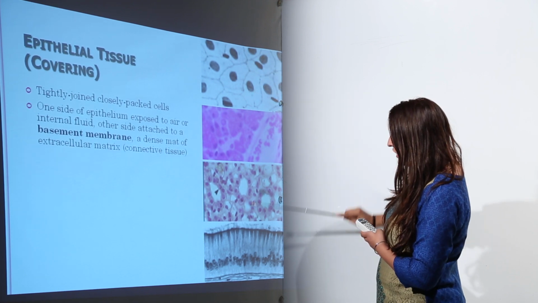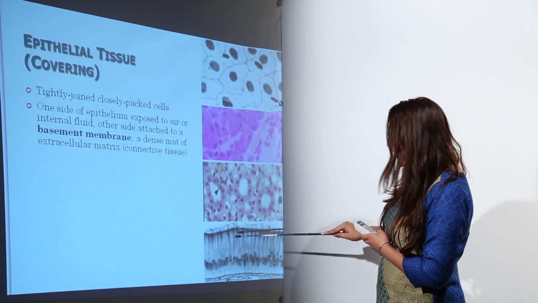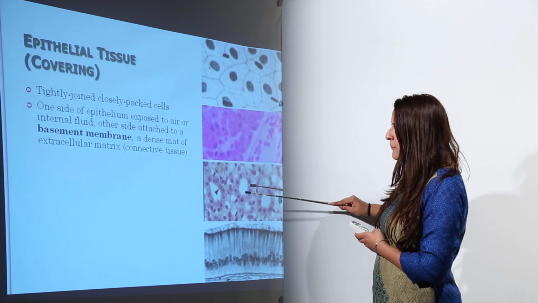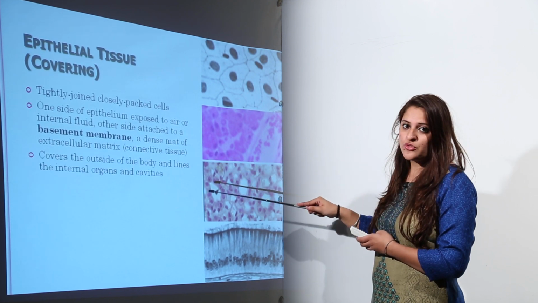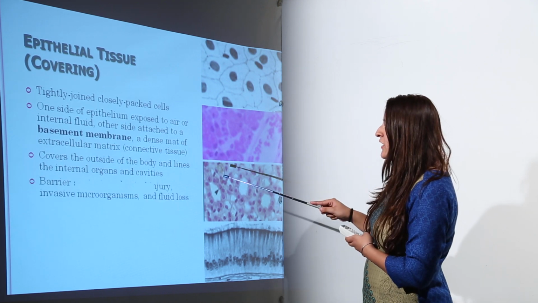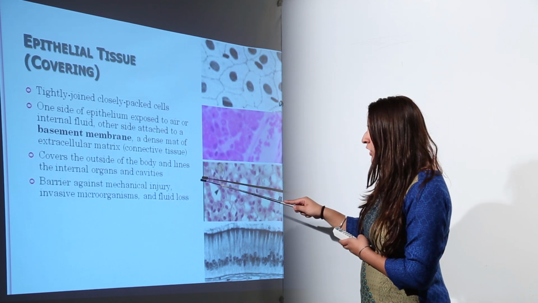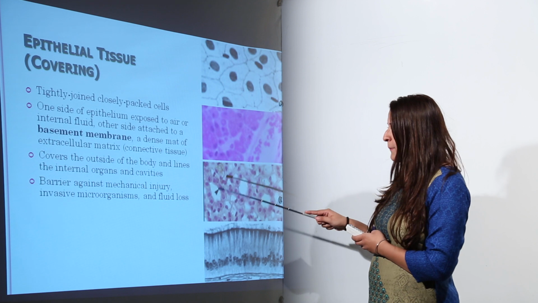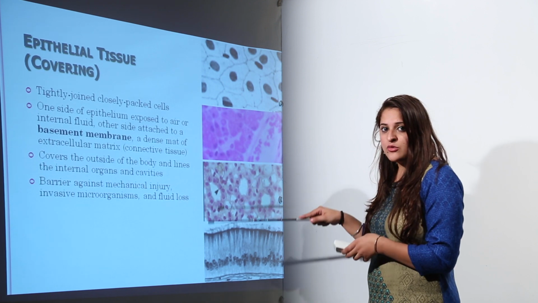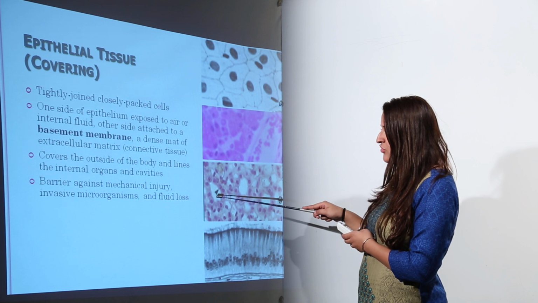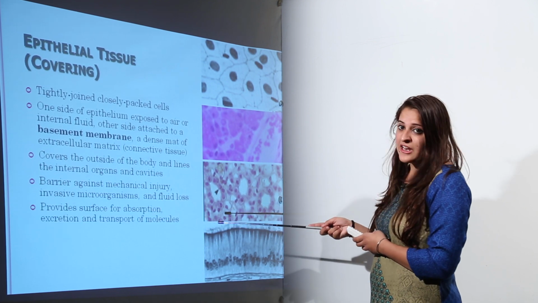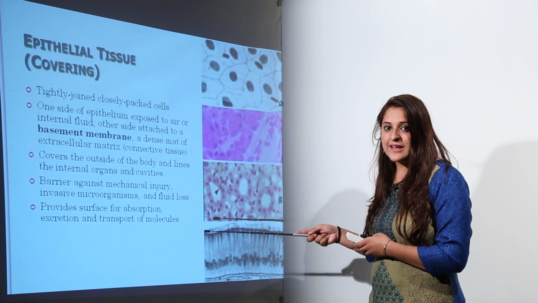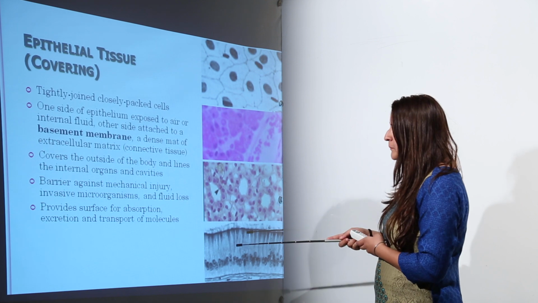One side of this epithelial tissue is exposed to the basement membrane. Like this is a basement membrane and here are the epithelial cells. One side of these cells will be exposed to the basement membrane and the other side will be exposed to the extracellular matrix. And this epithelial tissue covers the outside of the body and lines the bodily cavities or bodily organs. Also, it provides insulation or a barrier against mechanical injury or other microorganisms that may enter our body. It also provides a surface that can help in absorption, like ciliated epithelium, which helps in absorption.